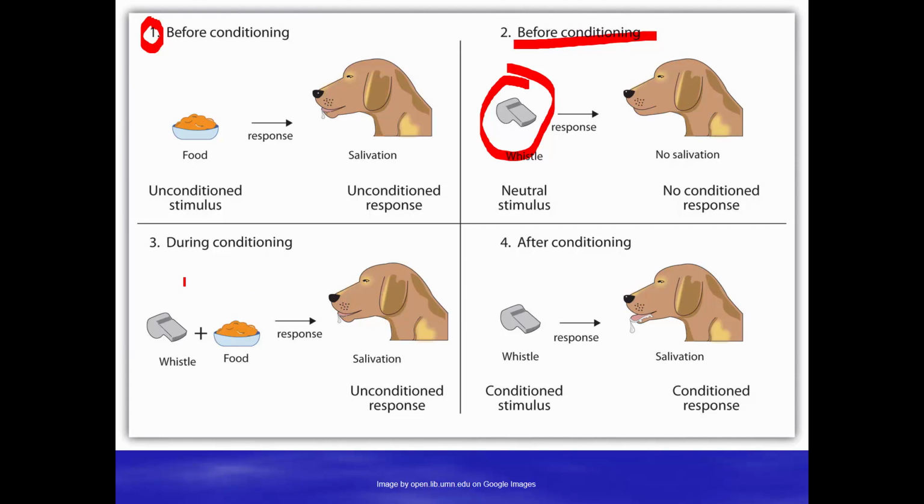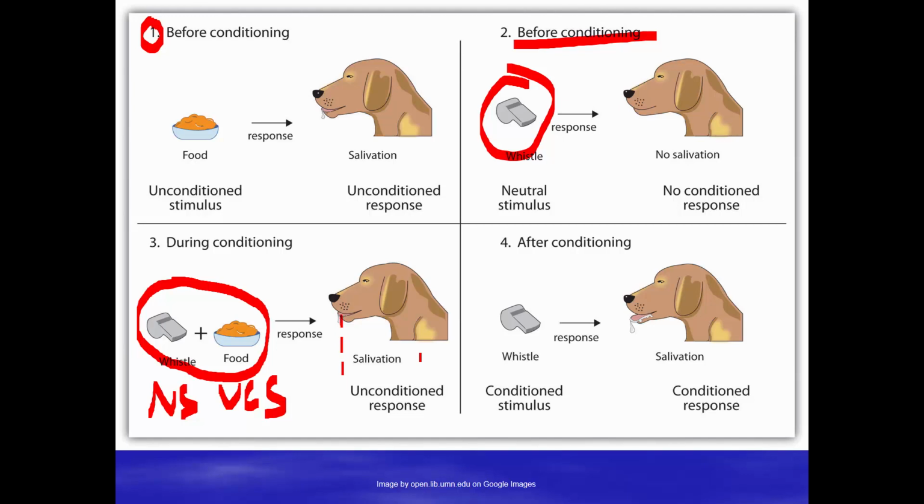We would then, if you look at number 3, pair the whistle and the food together in time. In other words, we would blow the whistle and then show the dog food. The neutral stimulus is being paired with the unconditioned stimulus. The dog, of course, salivates because food is in the picture.